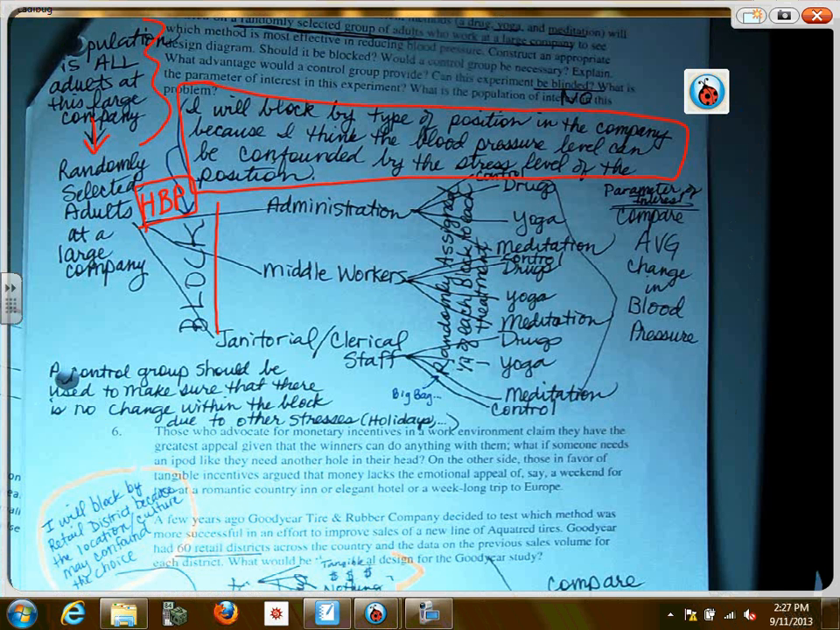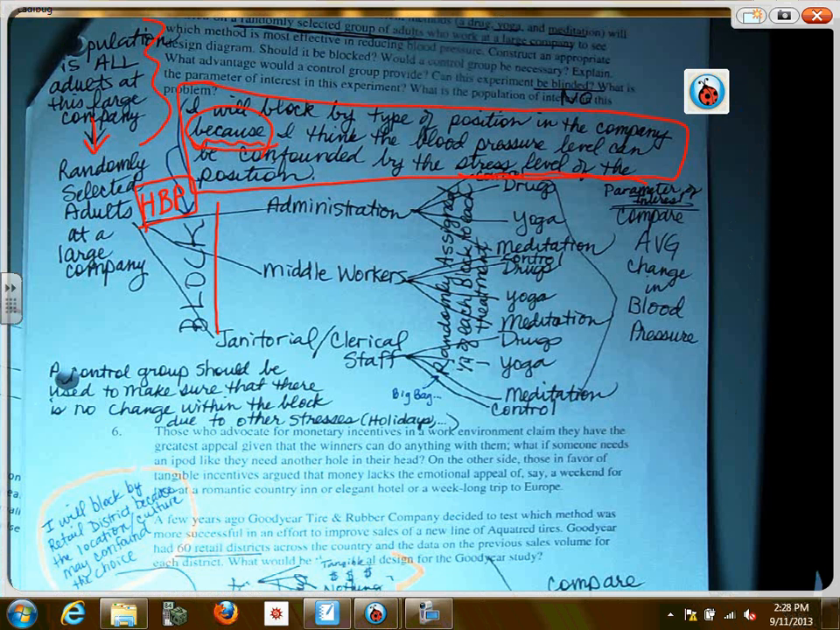I will block by type of position in the company because I think that the blood pressure level can be confounded by the stress of the position. So in layman's terms, you can say, I think the stress of the position will affect the blood pressure. So if you did men and women, you would say, I will block by gender because I think gender will affect their average blood pressure.